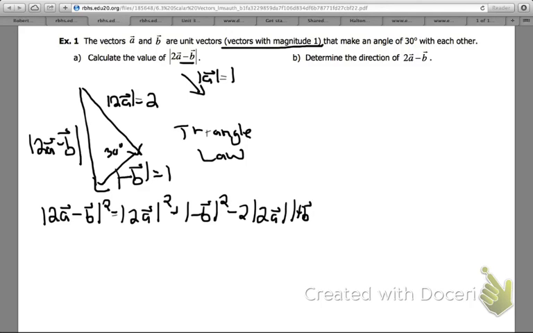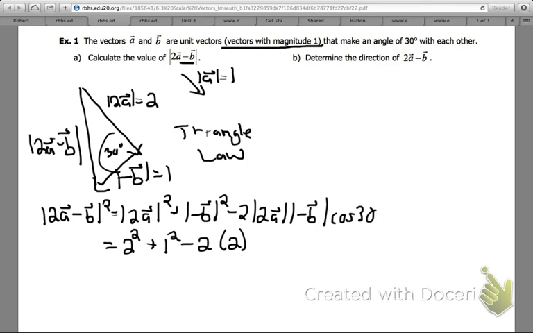Sorry about that, that should be a negative b. And our angle there is our 30 degrees, right? So we can sub in for what we know. So 2 squared plus 1 squared minus 2 times 2 times 1 cos 30. And when we do all of our calculations and take the square root, we're going to get 1.24. So that's the magnitude of 2a minus b.